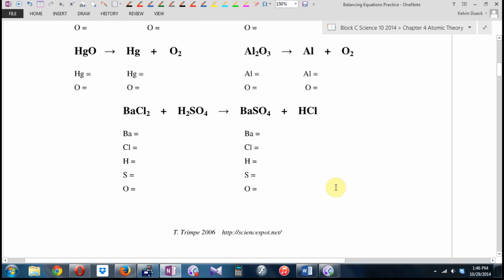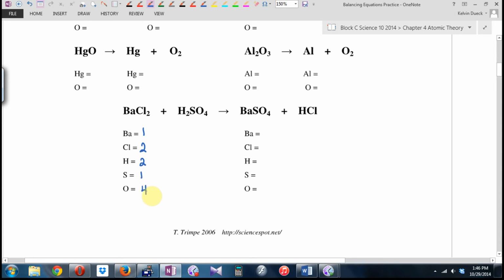Holy smokes. First thing that I always do is I list how many of each atom there are. So how many Ba's are there on the left-hand side? Starting off with 1. How many chlorines? 2. How many H's? 2. How many S's? 1. How many O's? 4.